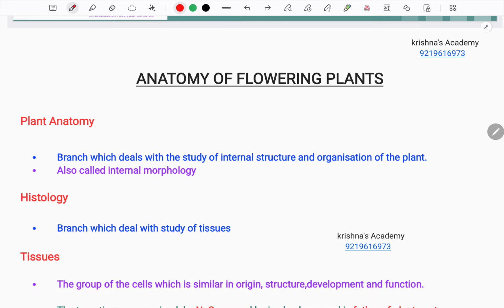We can describe it as the branch which deals with the study of the internal structure and organization of the plant. The structure of the leaves, the structure of the stem, the structure of the root, all these. It is also called internal morphology, meaning internal structure of the plant.